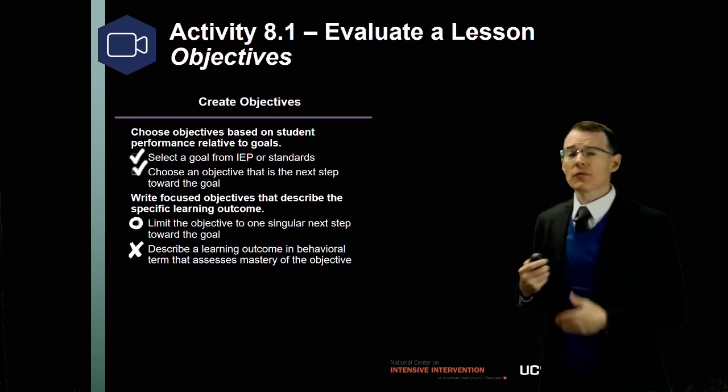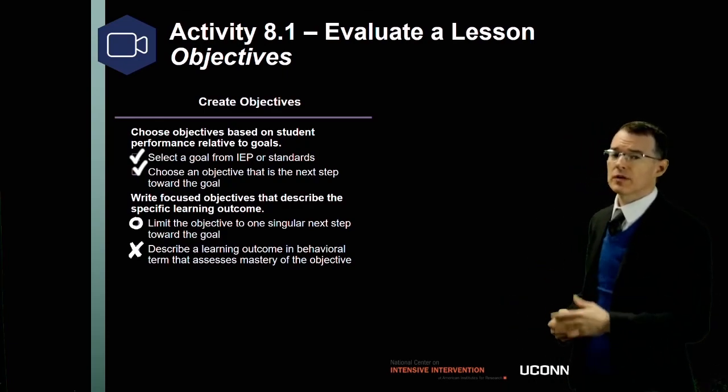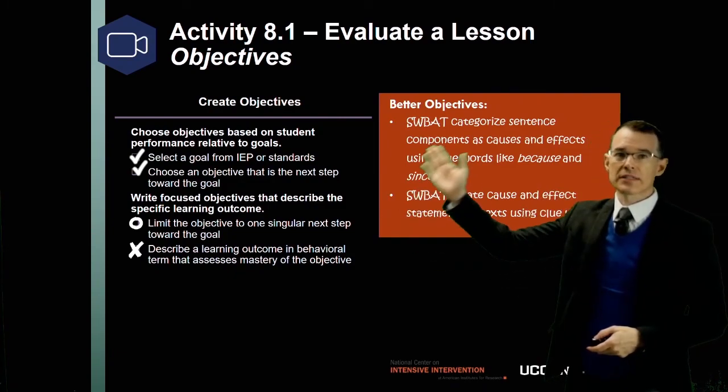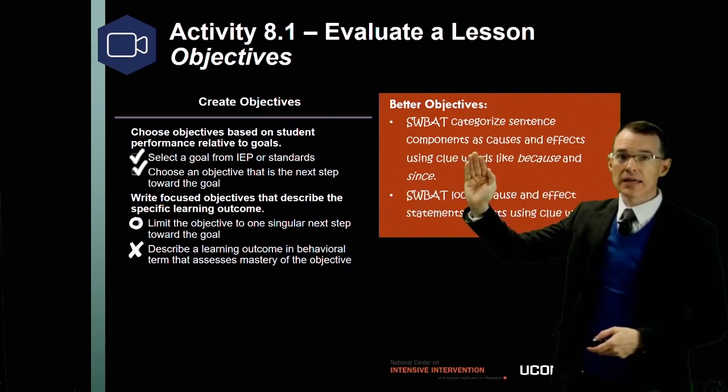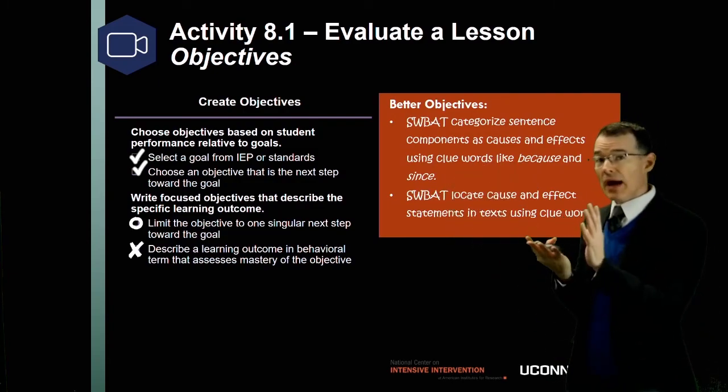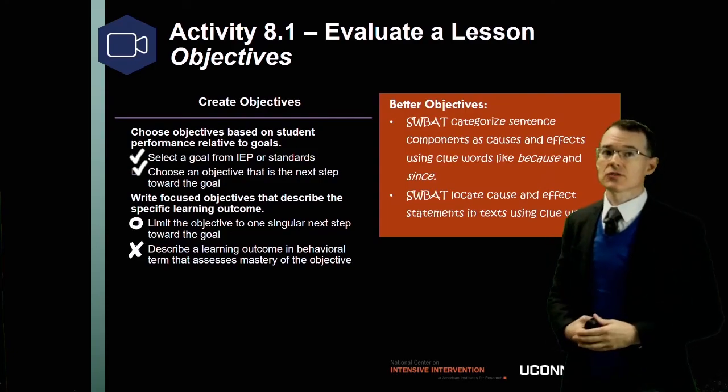So if we took this lesson apart and we rewrote the objectives, here's a way we could do that. If we took those first two and put them together, we could say, student will be able to categorize sentence components as cause and effects using clue words like because and since. So now we're combining those two things, but that's one single thing students are doing.